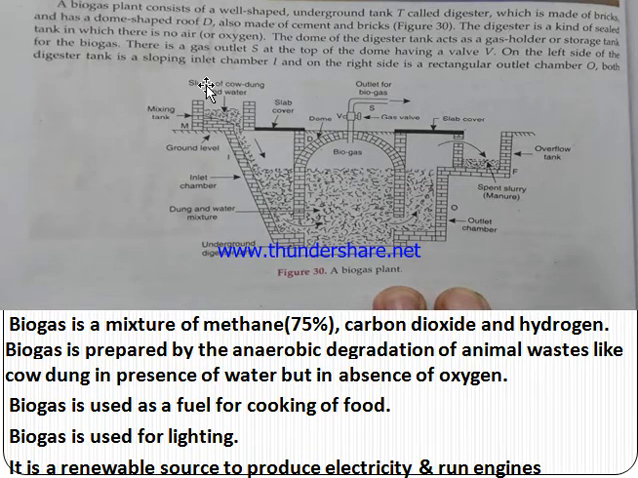So here we mix the slurry, that is the cow dung, with water and add it to the input chamber. Here the biomass gets digested and converts into biogas. This is the outlet for biogas. From here we can collect the biogas and use it for different purposes. Here is the outlet chamber. The waste material left after this process is taken outside, and this is the manure, which can be used in different fields.